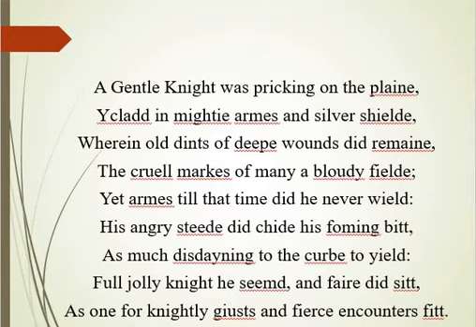Lots of arms still that time did he never wield. So he had not won these arms till that time. So we can simply say that his angry steed did chide his foaming bit. So my dear students, steed is the horse.